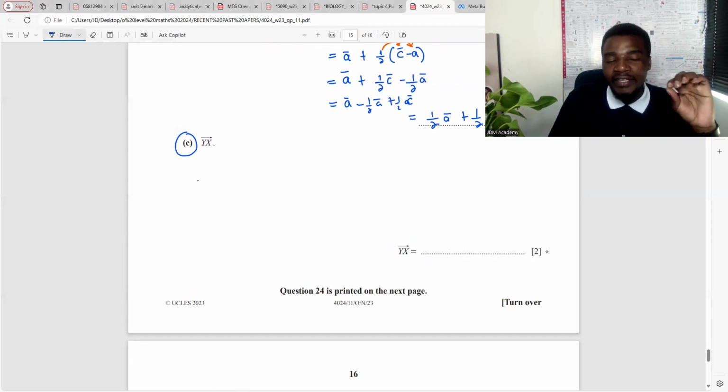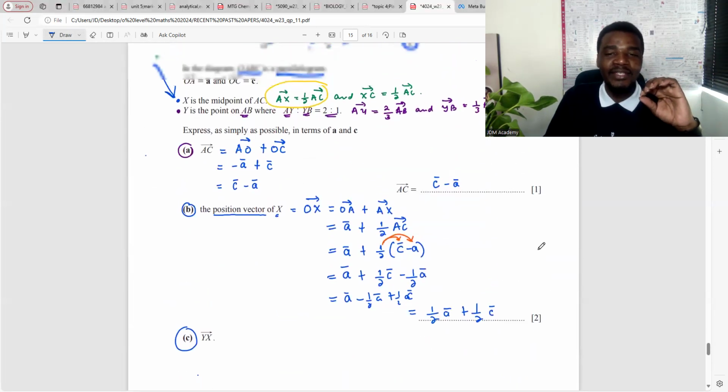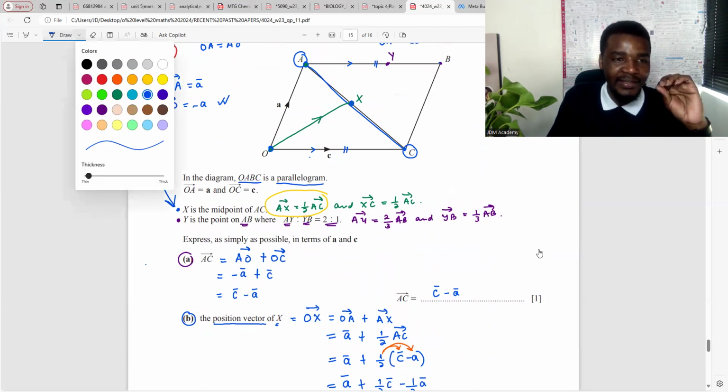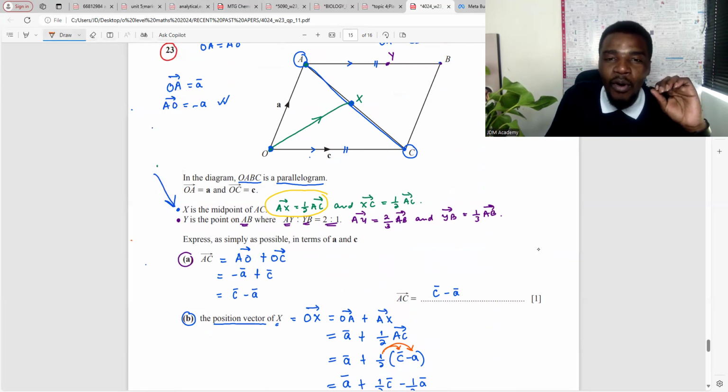Okay, let's look at the vector YX. Let's go back to the diagram. We want the vector YX. So which vector is it? We want to move from Y all the way to X.